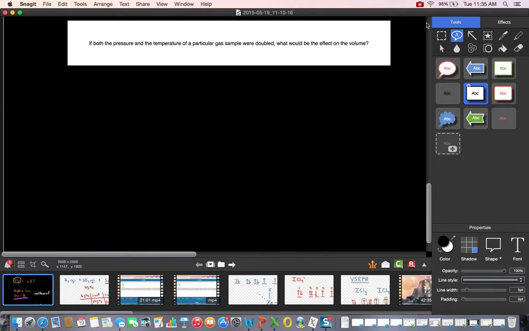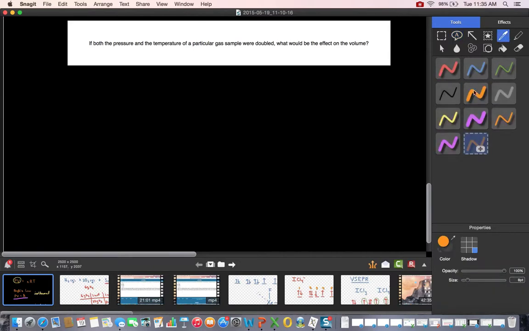If both the pressure and the temperature of a particular gas sample were doubled, what would be the effect on volume? Notice there's no reference in this question to the number of moles. So let's go to the combined gas law one more time. So we're looking at P1V1 over T1 equals P2V2 over T2.